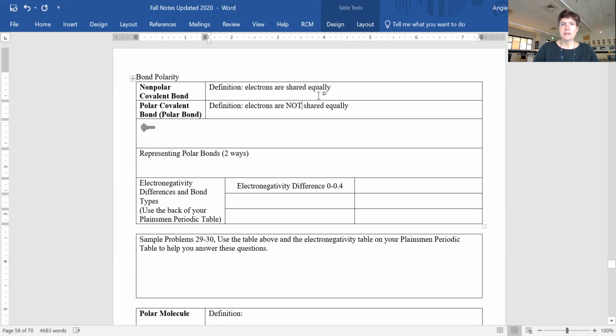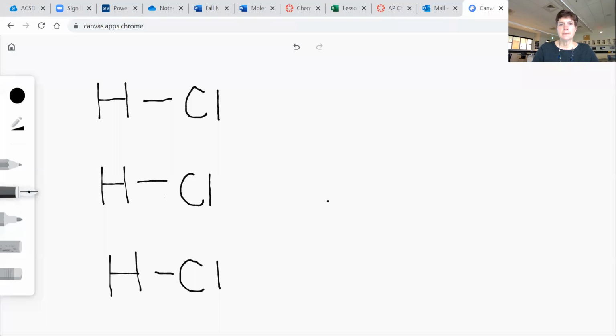So I'm going to change my screen to a different screen that is my version of a Canvas screen and share that, okay? And here I have an example of HCl that I've written with a single bond between the hydrogen and the chlorine 3 different times. And we're going to work with these in different ways.